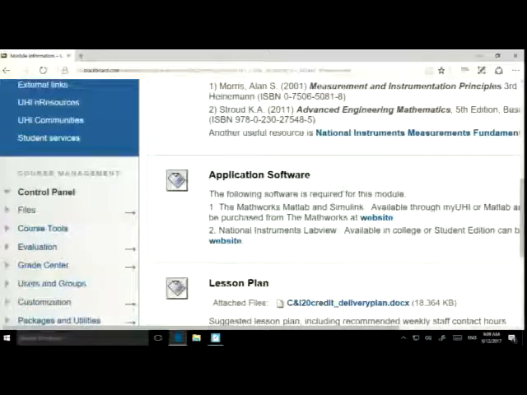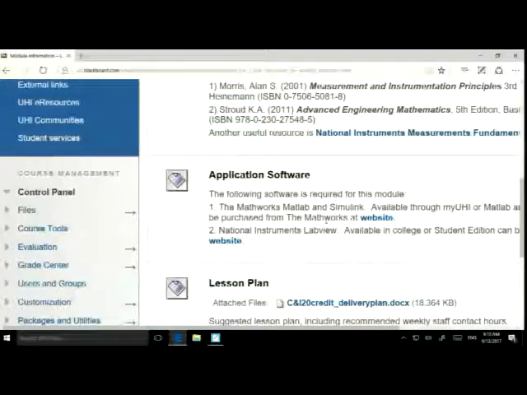You need MATLAB. Now, you can access MATLAB through my UHI. So if you're wanting to do this at home, you will be doing some work at home. Each module's 200 hours. And I'm only teaching you for 4, so I don't know how that works out, how much per week you're meant to do yourself. So I think it works out about 8 or 10 hours. So you will be doing some of the coursework at home.